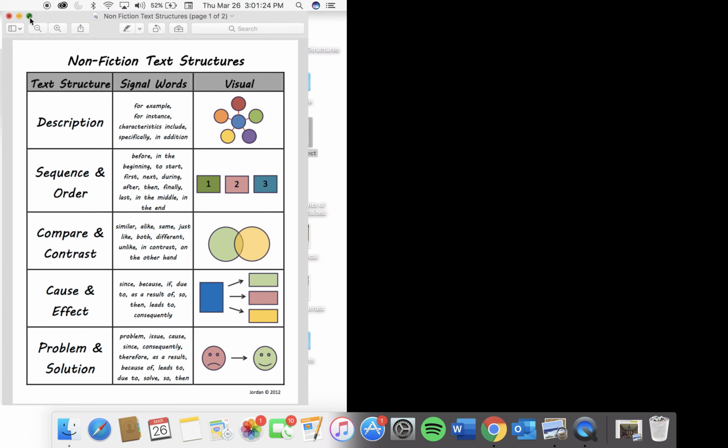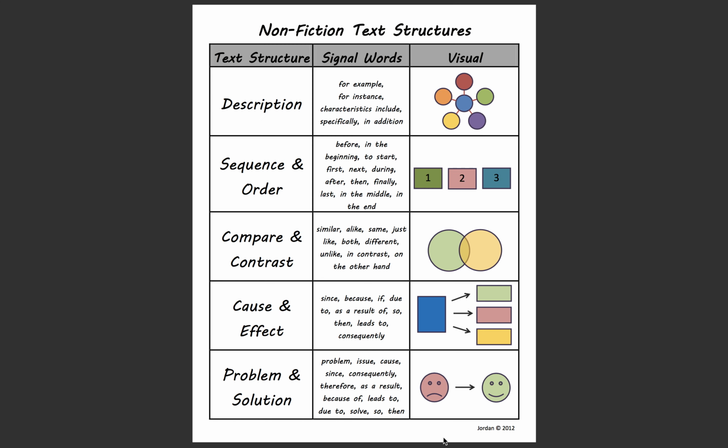Our last text structure is called problem and solution. Now, this one can sometimes get a little bit confusing with cause and effect. I know that happens to me too. But when you're thinking about problem solution, I really want you to think about good and bad, right? You see this little sad face leads to the happy face. There's a problem and then it gets fixed.